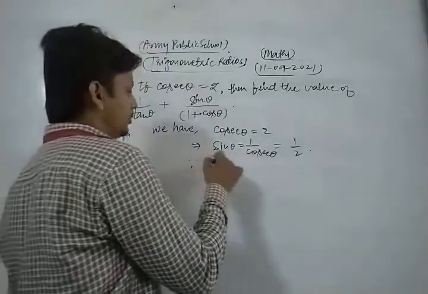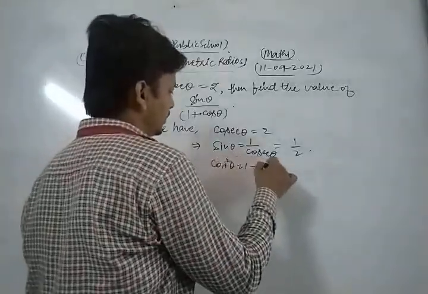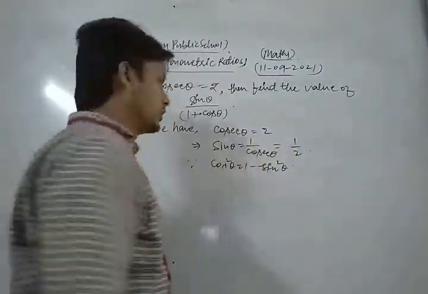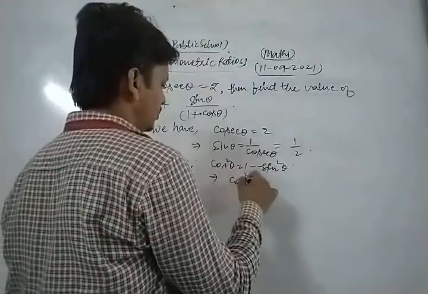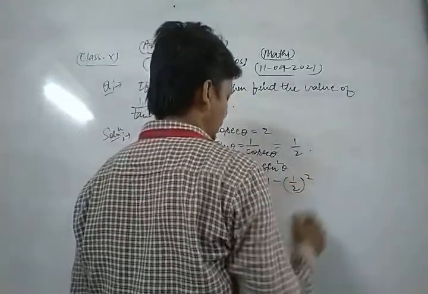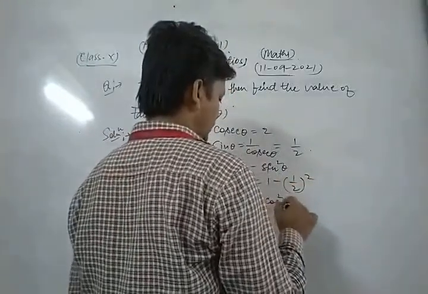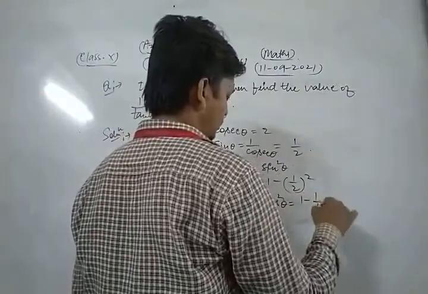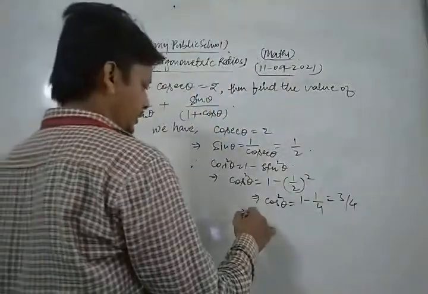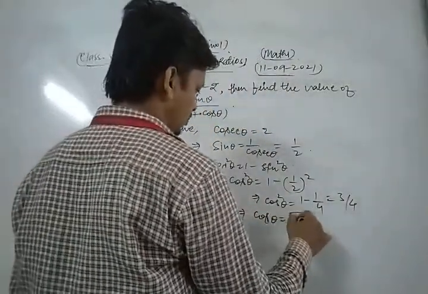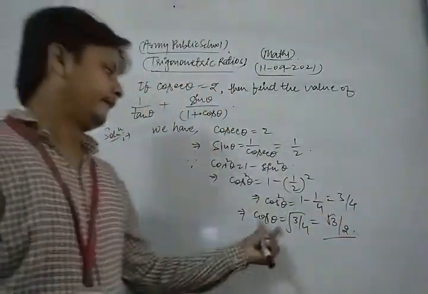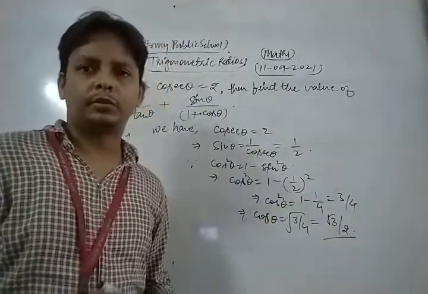Since we also know that cos square theta is equal to 1 minus sin square theta, we get cos square theta is equal to 1 minus sin square theta. Sin theta is what? 1 by 2 whole square. So we get 1 minus 1 by 4, that is 3 by 4. So we get cos theta is equal to under root 3 by 4, under root 3 upon 2. Cos theta is equal to under root 3 upon 2.